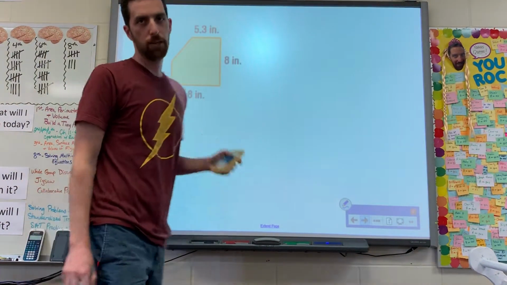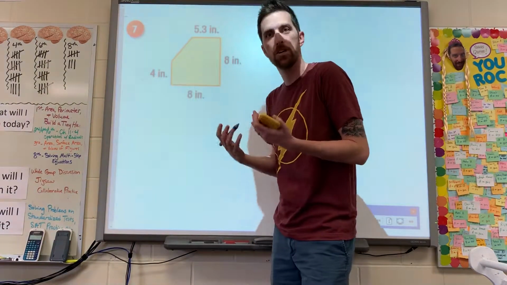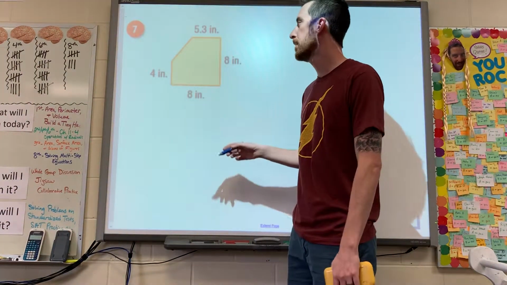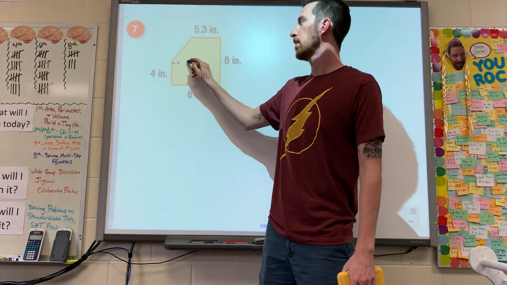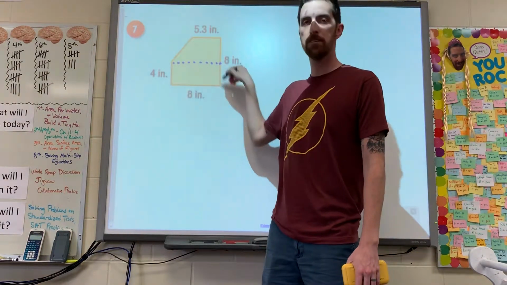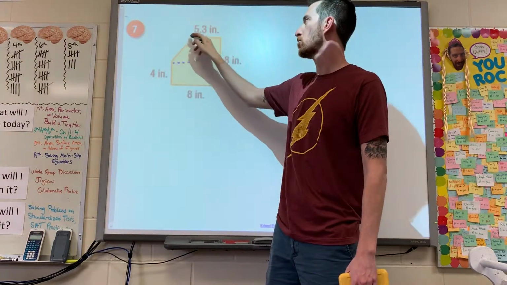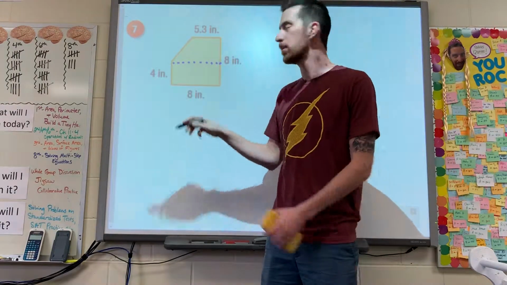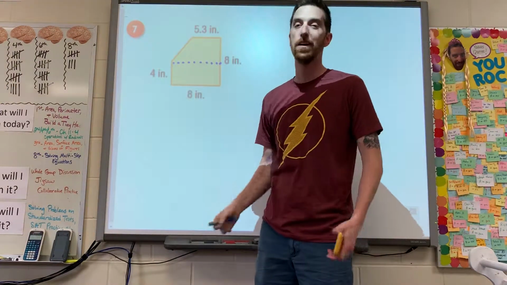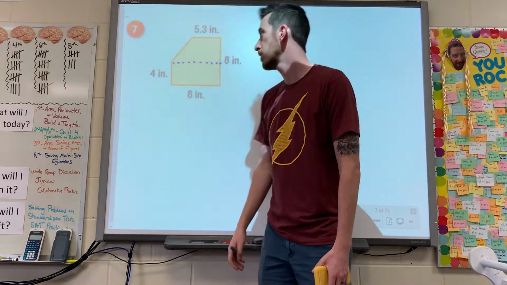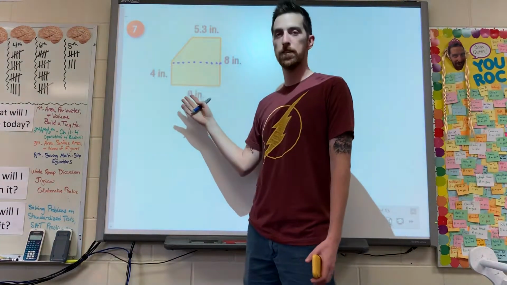Number 7. We got another one of these compound shapes. Look at the shapes that make this up. We've got a rectangle down here and a trapezoid up here. Or if you want, you can turn it into another rectangle and a triangle. That's more work than we need to do. So let's just calculate this part.